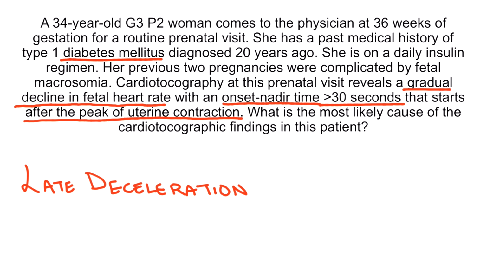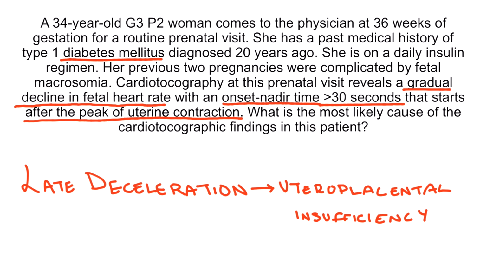The most likely cause of uteroplacental insufficiency in this patient is diabetes-induced hyaline arteriosclerosis of the placental vessels. And that concludes this section.